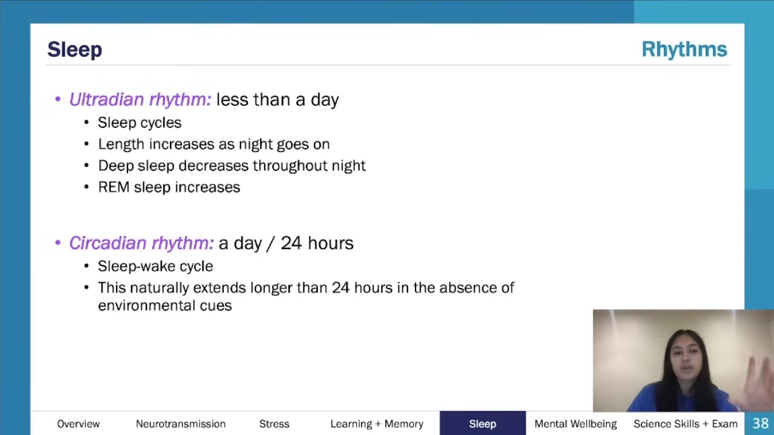Okay, so differentiating your rhythms, you've got your circadian and your ultradian. Your circadian rhythm goes over 24 hours. So for example, your sleep-wake cycle: you are awake for a couple of hours, then you sleep, then you're awake, and then you're asleep. And that repeats itself once every 24 hours. Your ultradian rhythms last less than 24 hours, so you can get more than one of them in a 24-hour period.